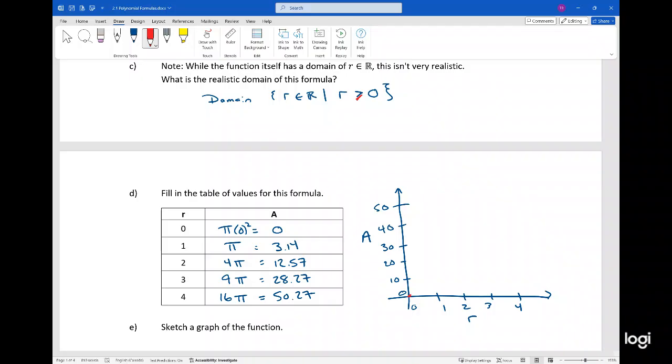So I'll plug in the values here. 0, 0. 1, 3.14 takes us about a third of the way to 10. 2 and just over 10, 12 point something. 3 and 28 takes us up to about there, give or take. And 50 takes us up to about here. And if I connect those with a nice curved line, I'm going to get something that looks like that. And sure enough, that looks like basically half a parabola.